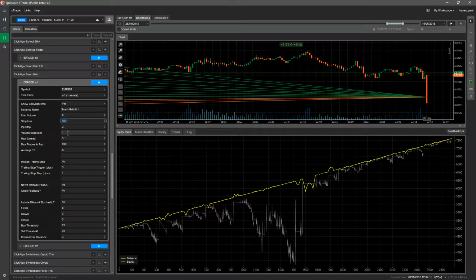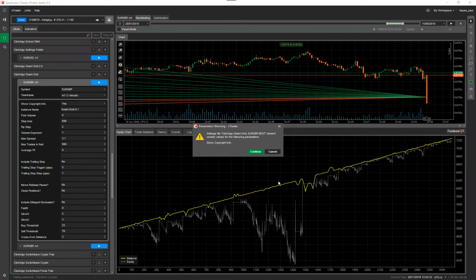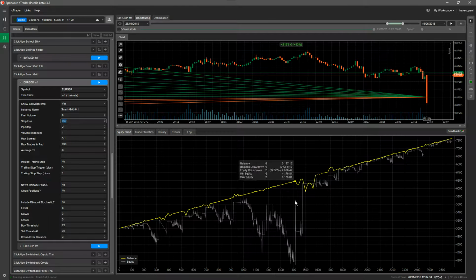And then I'll go through the values. So what I'm going to do now is I don't have any trailing stop. It doesn't pause on news releases, and it's using no technical indicators to determine the trend. So I'm going to load in some parameters that we've already got for Euro GBP. Actually, I don't need to do that because I've already got one below this one. I've already loaded and run it.